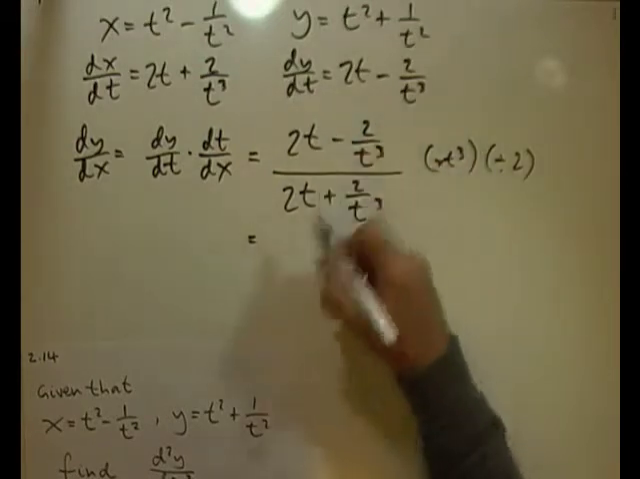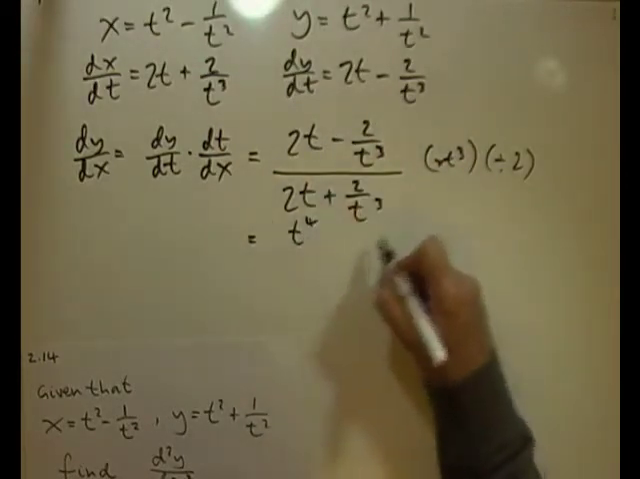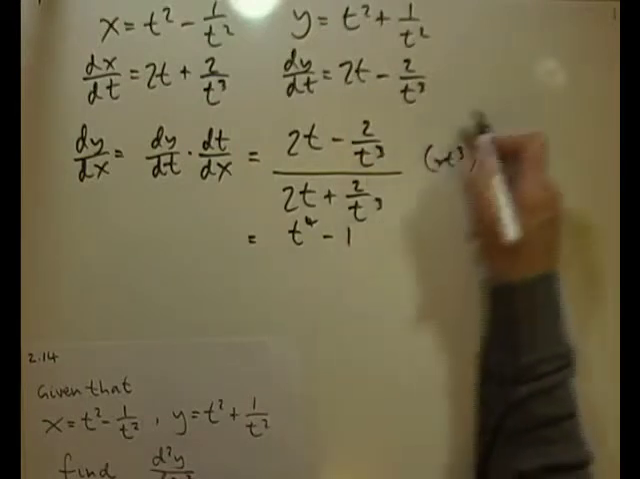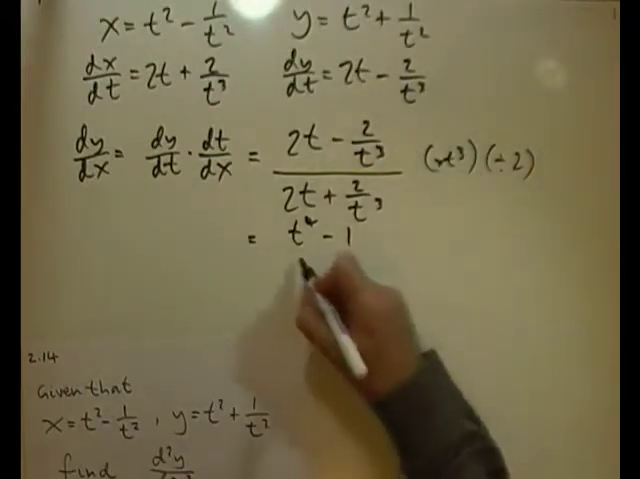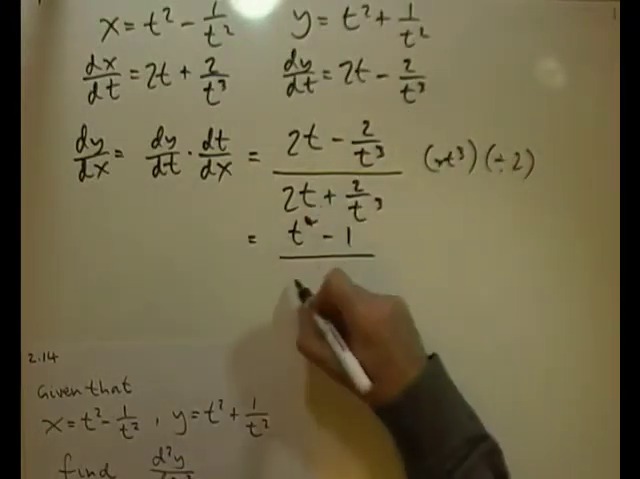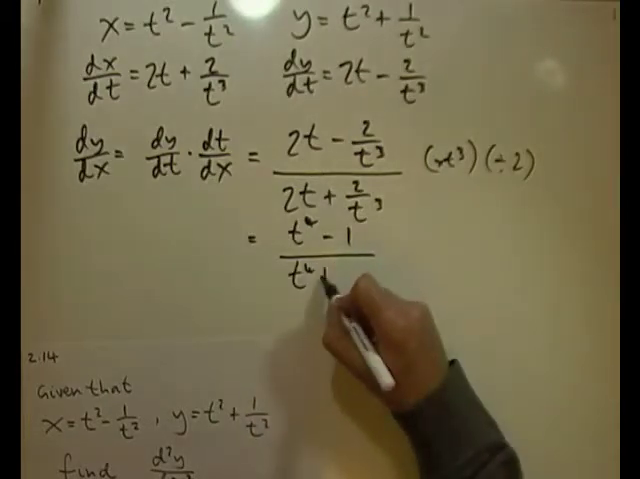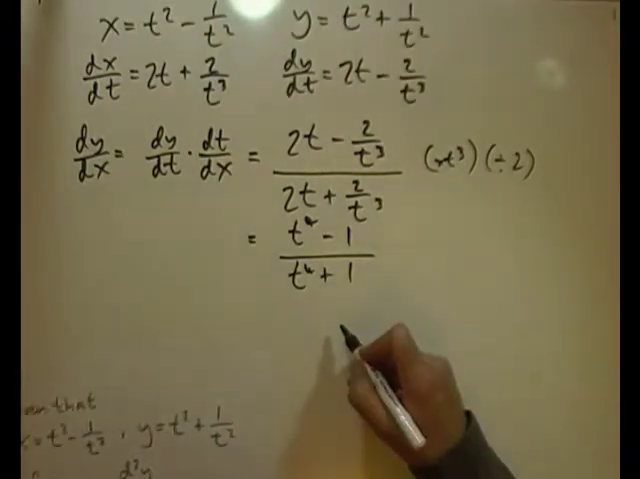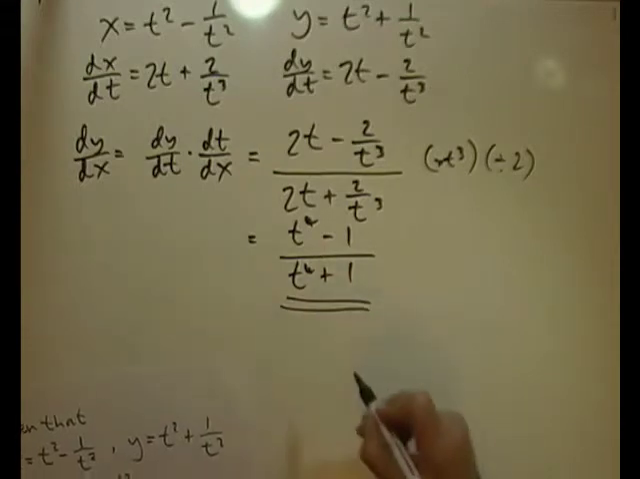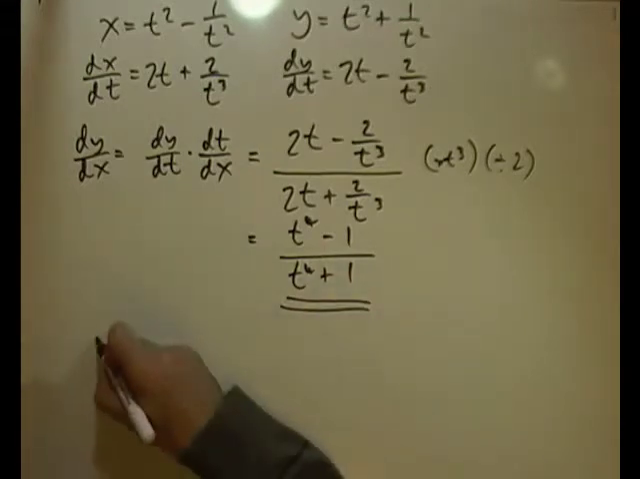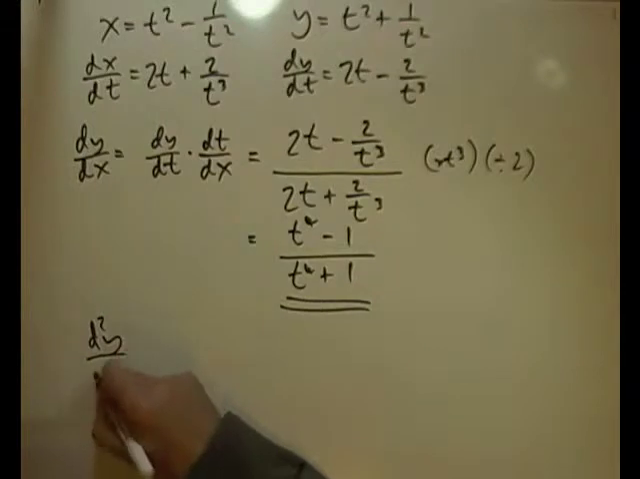Multiplying by t cubed, that would become t to the 4, minus just 1. T cubed cancels out t cubed, and we've already divided by 2. Multiply by t cubed, t to the power 4, plus 1. We've already divided by t cubed. So that's the first part. There's the first derivative.